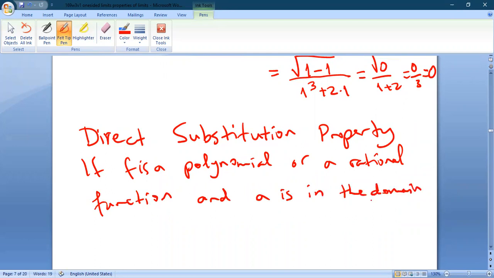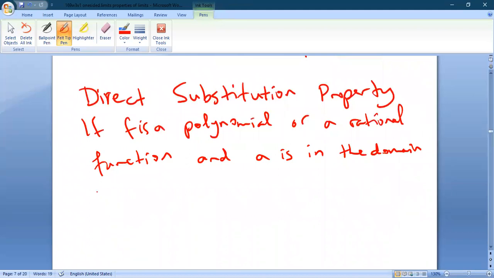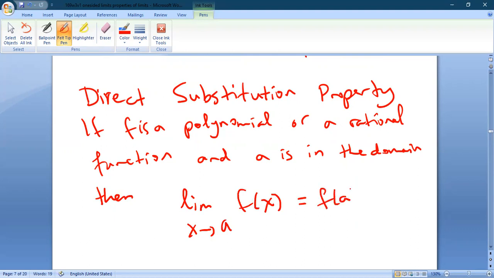So this is actually a special case, as you see. First, we cannot always have f be a polynomial or a rational function. That's not always the case, but if this is the case, and again, as I said, a doesn't have to be in the domain, but if it is in the domain, then the direct substitution property is this. We directly substitute a for f, and then we get this. Okay. Well, this is something about the continuity of polynomials and rational functions, but we are going to come to that later.